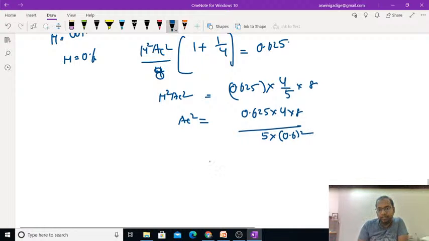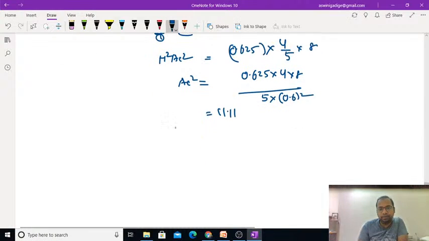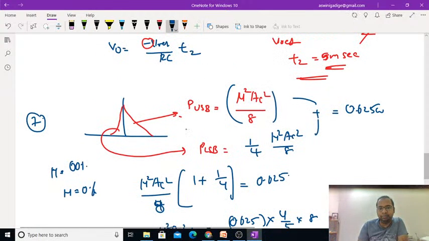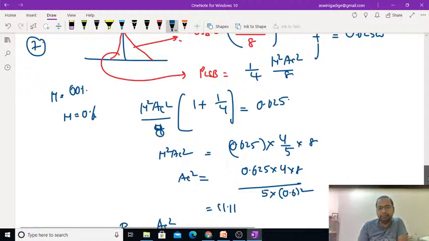So I get Ac square, and after calculation you will get 11.11. They asked to calculate the carrier power of the amplitude modulation. The carrier power of the amplitude modulation is Ac square divided by 2, that means 11.11 divided by 2, which is equal to 5.55 watts. So it is the carrier power required for the amplitude modulation if the same signal is transmitted. Is it clear, guys?